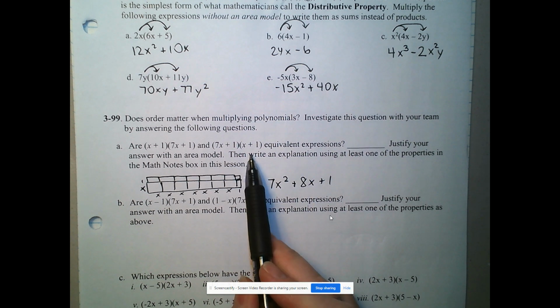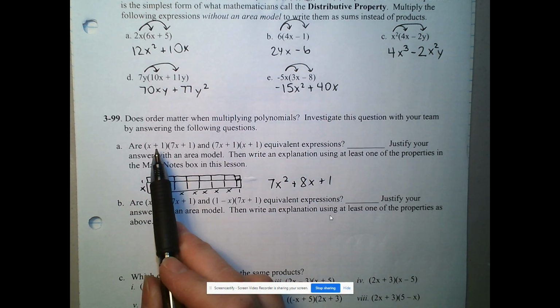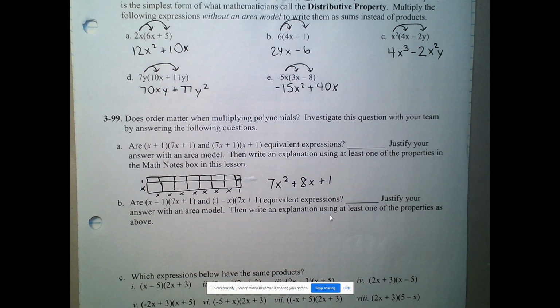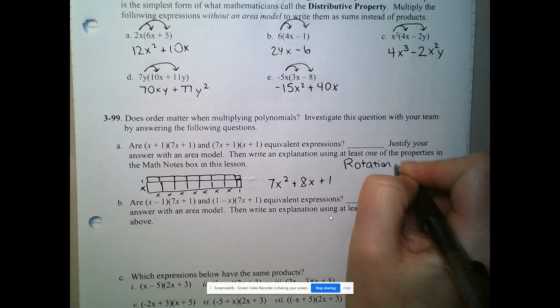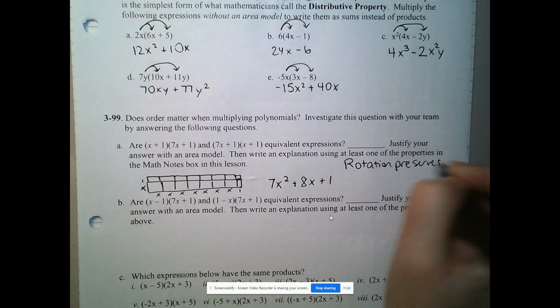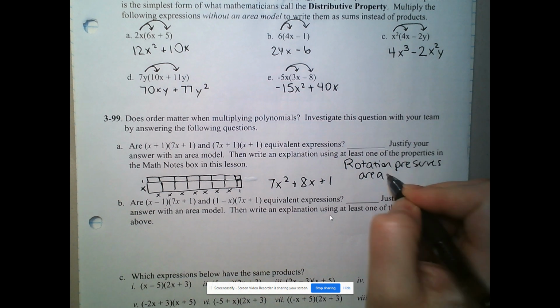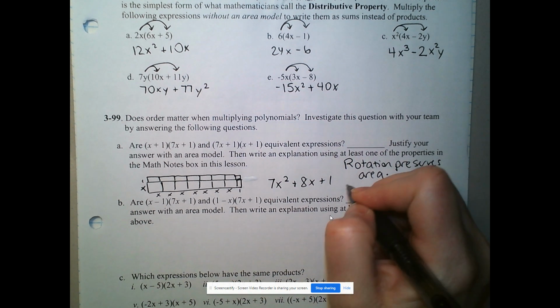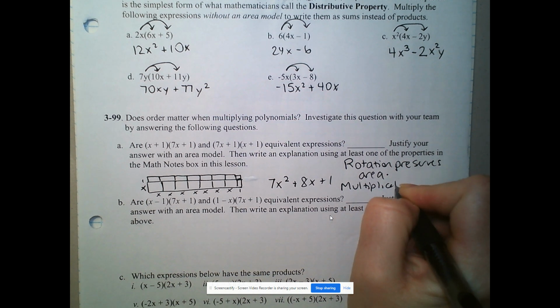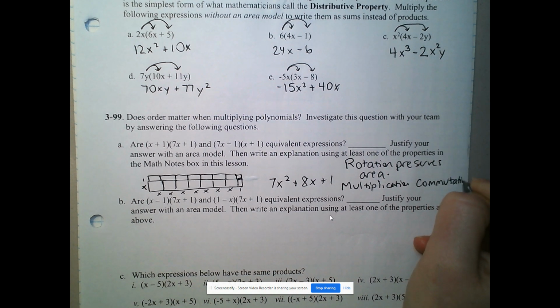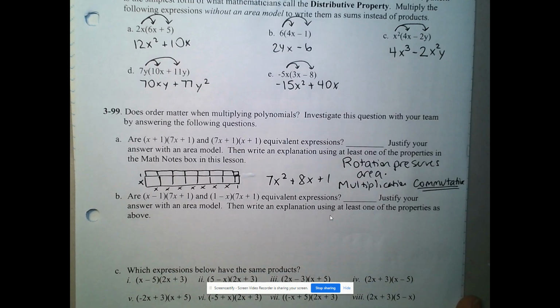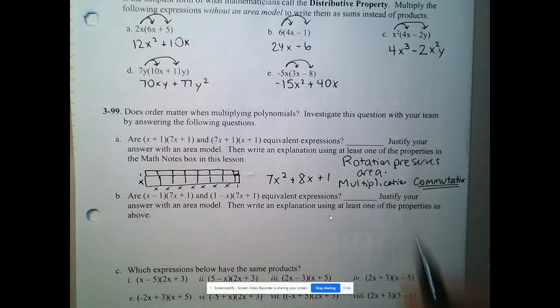And basically what this one is saying would just be a rotation of this one. It's the exact same drawing, just 90 degrees turned on its side. You're still going to get 7x squared plus 8x plus 1. We know from the previous lessons that rotation preserves area. That's not going away. That all of a sudden you're like, whoa, we haven't talked about that in a few days. And also because multiplication is commutative. We remember the commutative property, and my writing is very small, but are they equivalent? Absolutely. We have everything backing us up on this one.